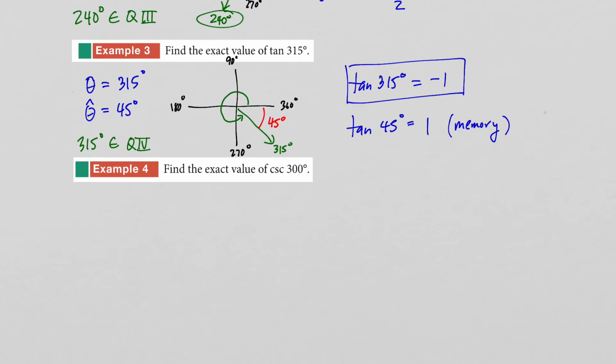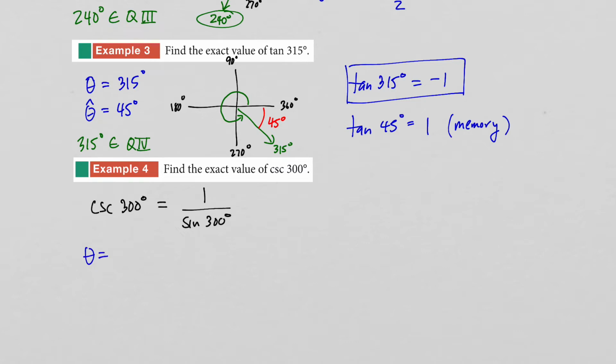Let's try one more. Here we want to find the exact value of the cosecant of 300 degrees. Now, a couple of things here. To do cosecant of 300, I prefer to do 1 over sine of 300 because I know the sine function more than I know the cosecant function. Most people are more comfortable with sine versus cosecant, but the fundamentals don't change.